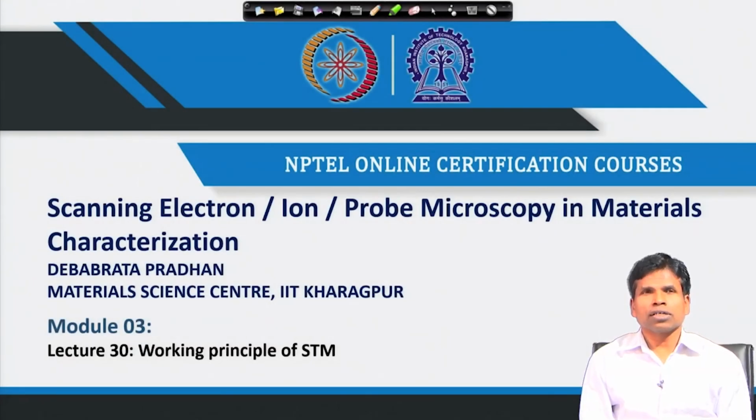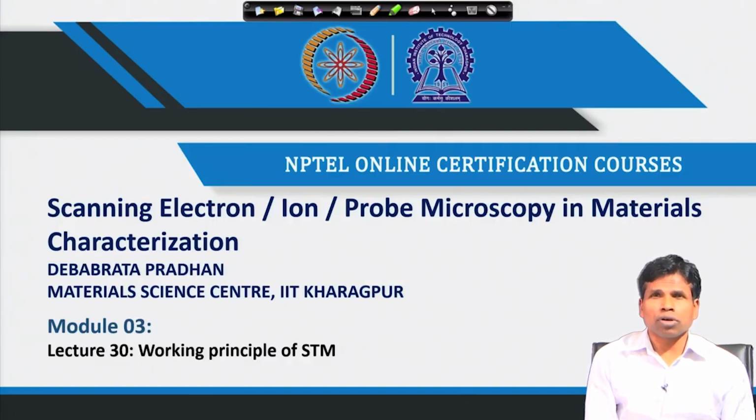Welcome back to the scanning electron ion probe microscopy in material characterization. We have been discussing different scanning microscopic techniques. In the last couple of lectures we started discussing scanning probe microscopy, in which a physical probe is used to scan the surface to get the surface information or surface topology. In that topic we began with the scanning tunneling microscope, in which we measure the tunneling current between the tip and sample.